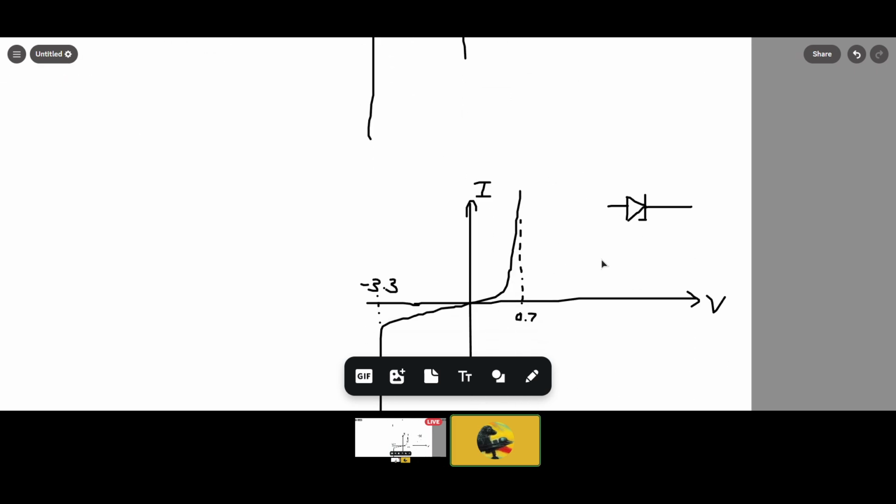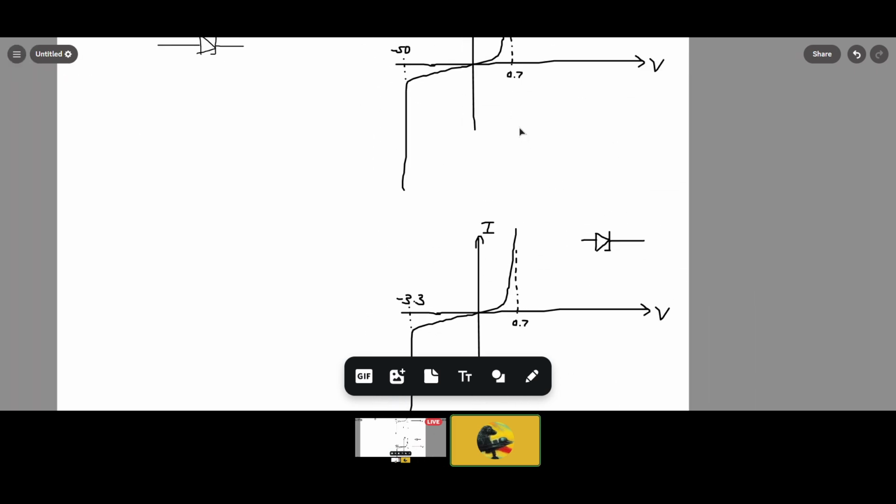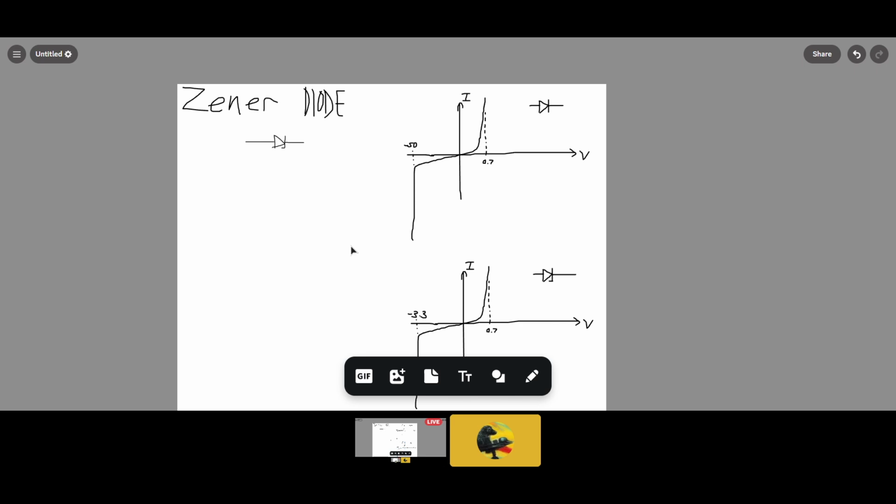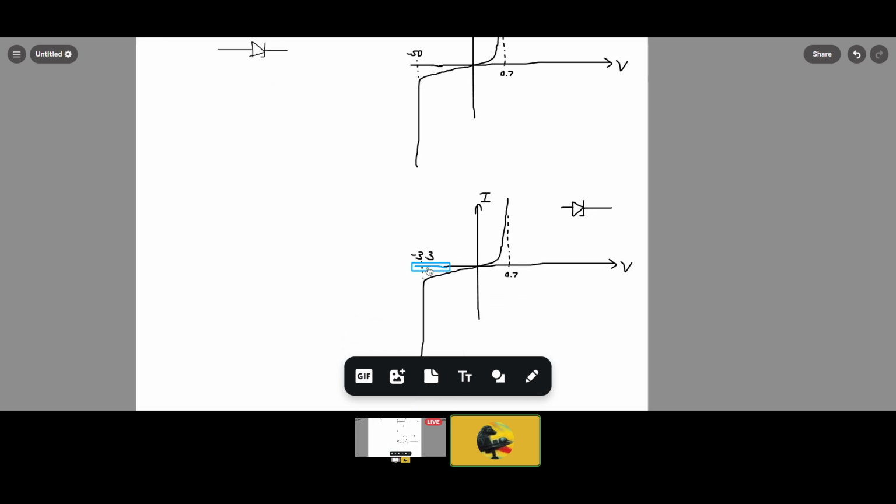For the zener diode, the graph looks exactly the same. It's just that the breakdown voltage is much smaller. So that's the graphs. Do you need to know these graphs? Yes. So you may be wondering, what is the point of the zener diode? It's so useless.